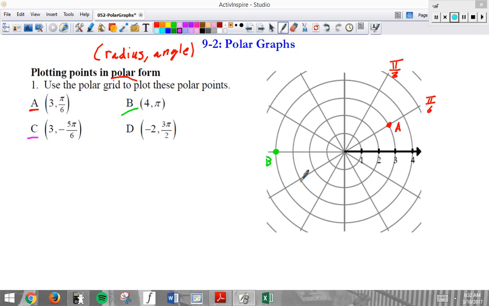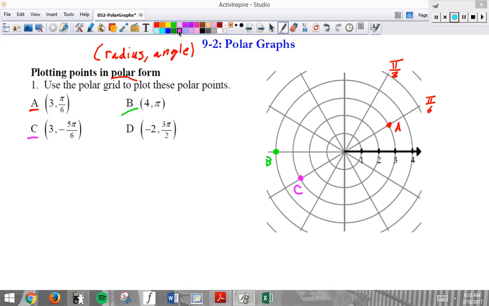Now I lost the guy then. Yeah, right here. Negative 5 pi over 6. If you want to do the angle first, again, 5 pi over 6. You're still going from this, negative 5 pi over 6 would get you to here, radius 1, radius 2, radius 3.